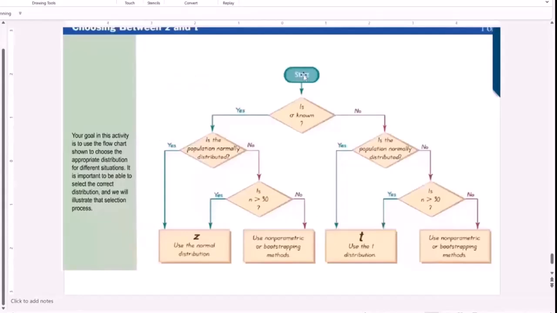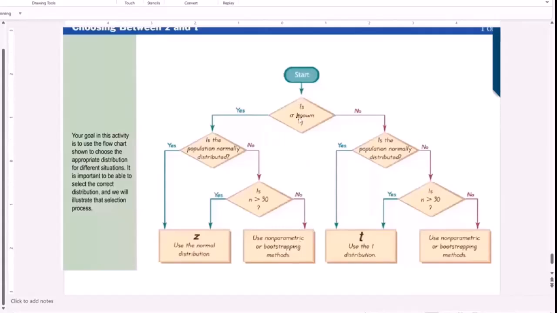I think this chart will be very helpful. It's the way you decide whether you're choosing a Z and T. We start here. Do we know the population standard deviation? If we do, we go this way. Is the population normally distributed? If it is, we use our z-score. If it's not normally distributed, we find out if n is greater than 30. If it is, we can use our z-score. If it's not, then we use that alternative method that we're not going to talk about.